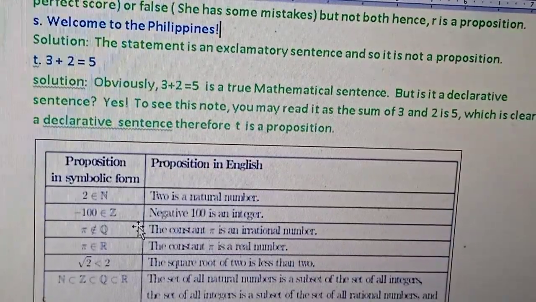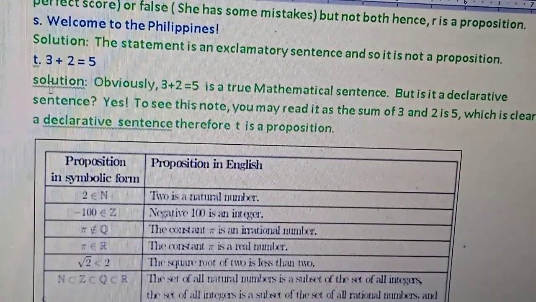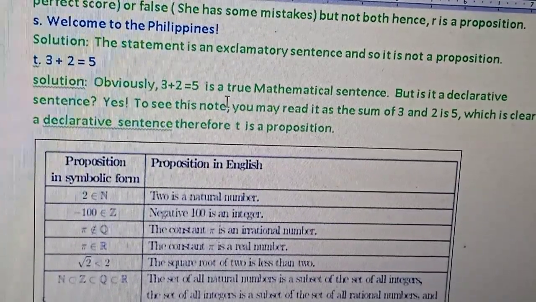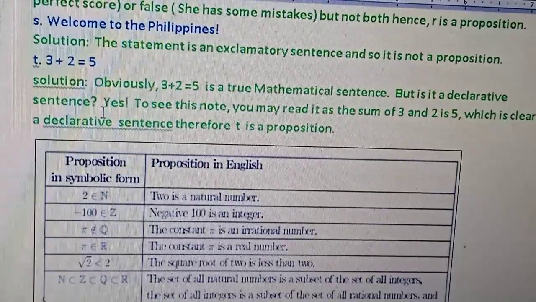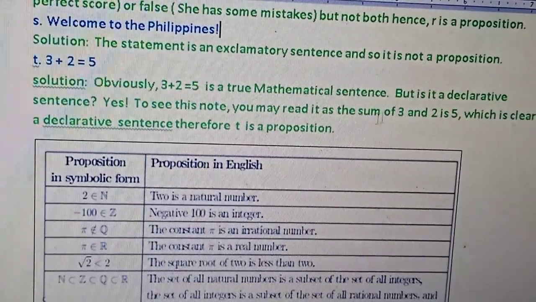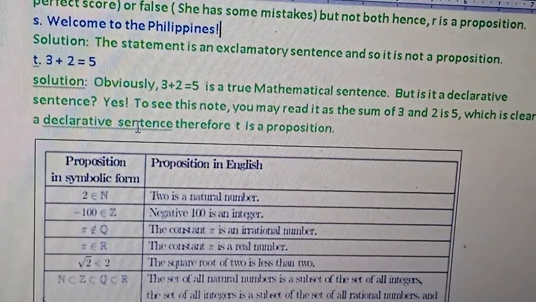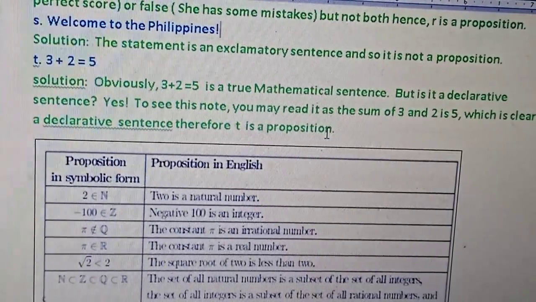Let's go to proposition T. 3 plus 2 equals 5. Solution. Obviously, 3 plus 2 equals 5 is a true mathematical sentence. But is it a declarative sentence? Yes. To see this, note you may read it as the sum of 3 and 2 is 5, which is clearly a declarative sentence. Therefore, T is a proposition.